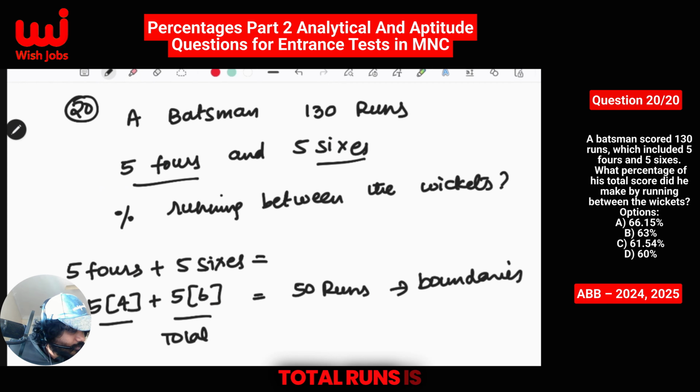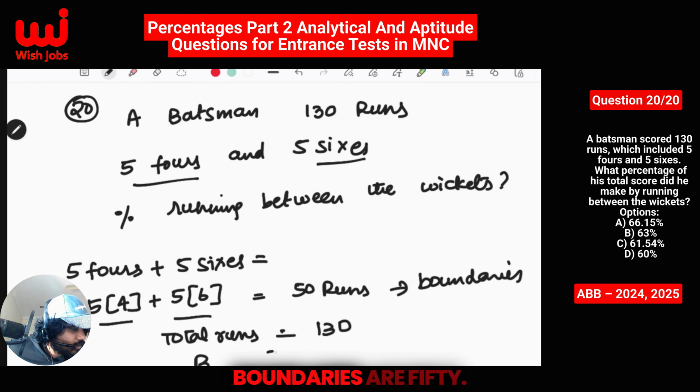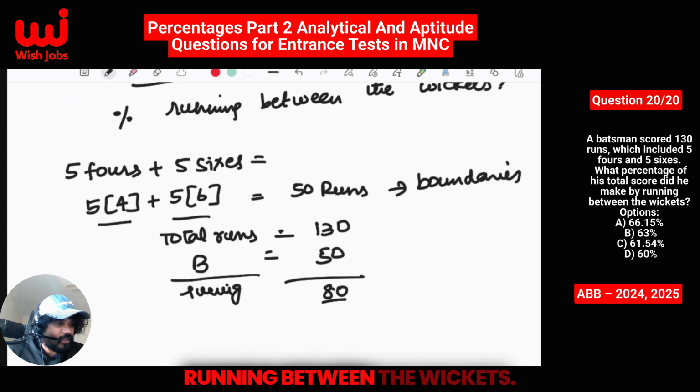Total runs is 130, out of which boundaries are 50. So running between the wickets is 80. Understood? So singles, doubles, threes, everything is running between the wickets. So 80 runs he made by running between the wickets.